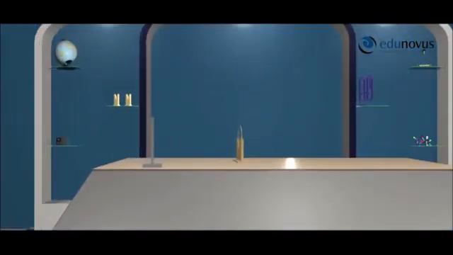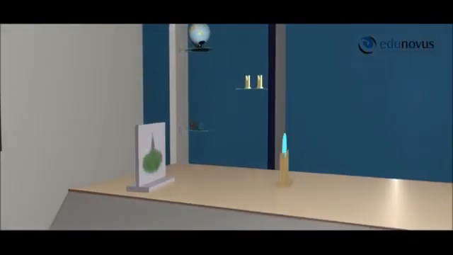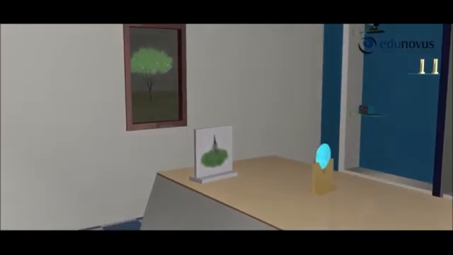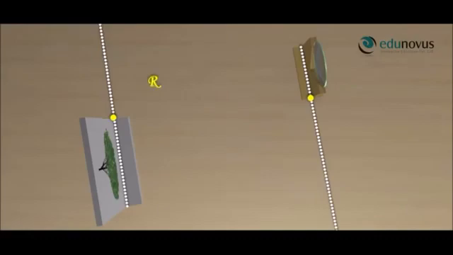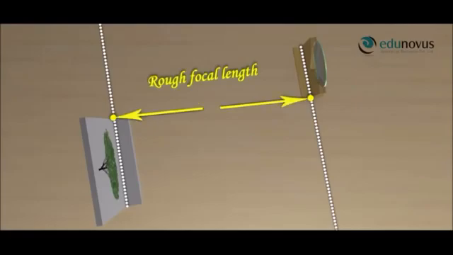Take the concave mirror, for which the rough focal length needs to be determined, and place it in the mirror holder. Face the mirror towards the tree and obtain its inverted image on the screen. Once you get the inverted image, move the mirror forward and backward until you get a sharp image. Now, with the help of the scale, measure the distance between the mirror holder and the screen, which is nothing but the rough focal length. Here, it is 15 centimeters.